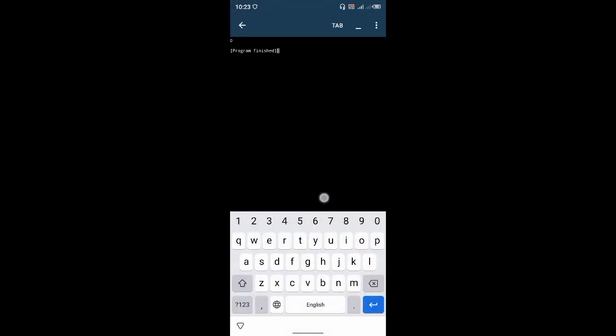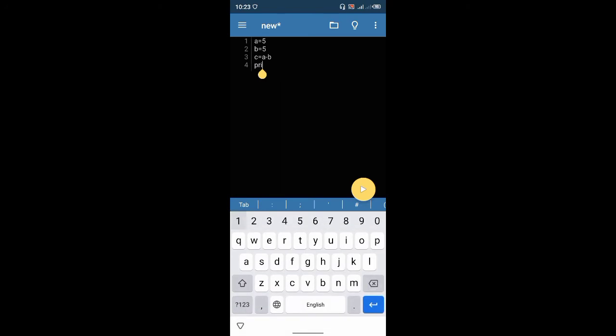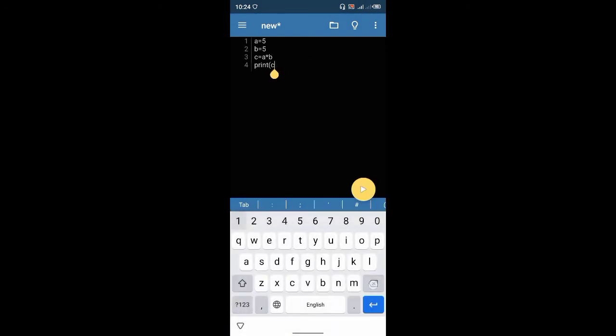And the third is multiplication. Let's say a multiplied by b, and let's see the result. So it's 25.